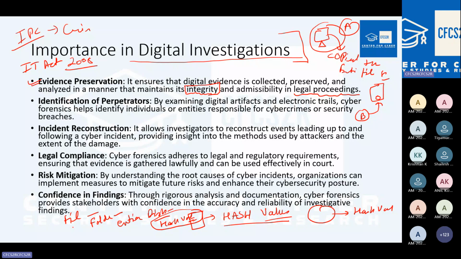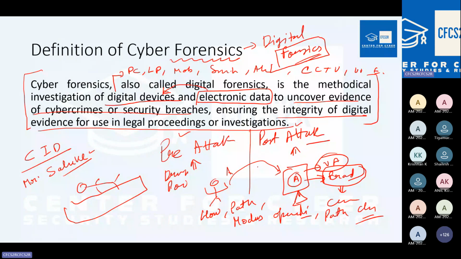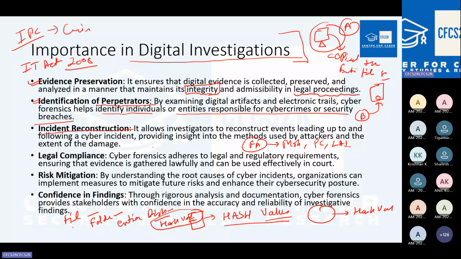Secondly, identification of perpetrators. By examining digital artifacts and electronic trail, cyber forensics helps identify individuals or entities responsible for cyber crime or security breaches. So this is a very important part. Then we have incident reconstruction. As I've already told in my previous slide, whenever you are doing any forensic act, maybe you are analyzing some mobile, some PC, some laptop, incident reconstruction is very important. As I've already mentioned, how the attacker enters, what are the paths, what is the modus operandi, what are the path cleaning processes. These all are part of incident reconstruction, so that you can find out the actual root cause analysis of an attack or any data breach.